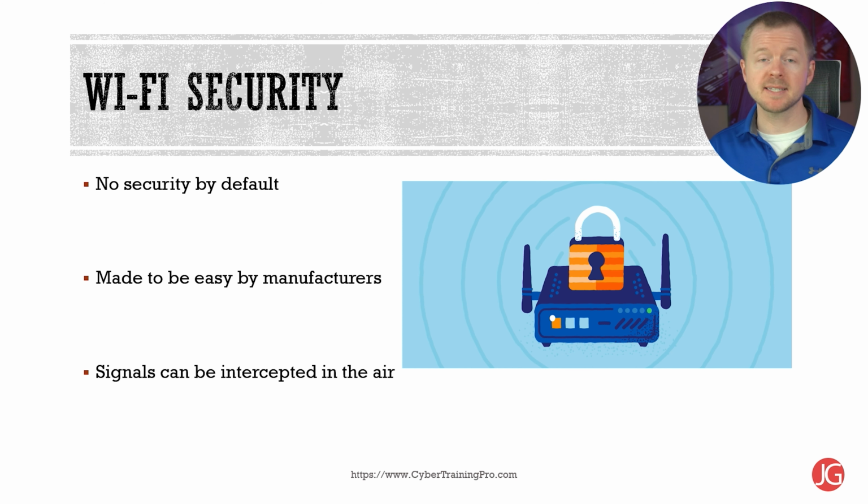Think about when you last set up a wireless router. You probably took it out of the box, plugged everything in, and turned it on, possibly connecting without even a password. Additionally, wireless signals travel through the air, and they don't require physical access to intercept like a traditional wired network does. Let's talk about some of the security measures that we can use to secure Wi-Fi.